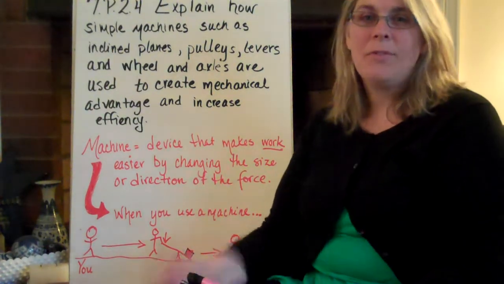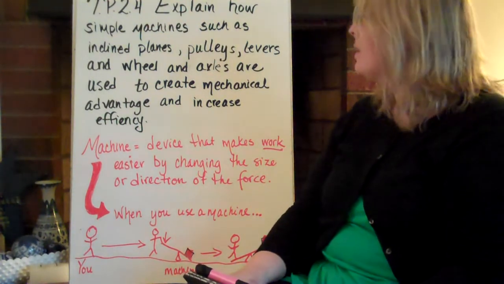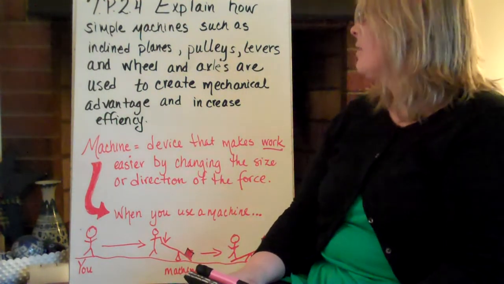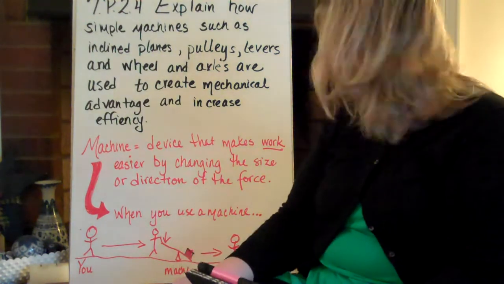Alright, our last review video. It's 7.P.2.4: Explain how simple machines such as inclined planes, pulleys, levers, and wheel and axles are used to create mechanical advantage and increase efficiency.